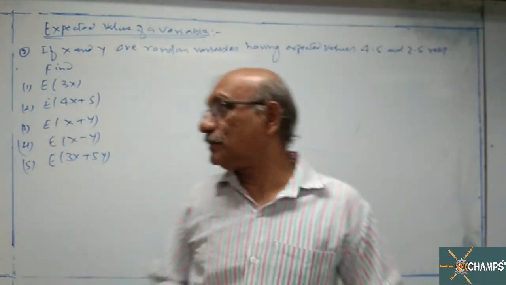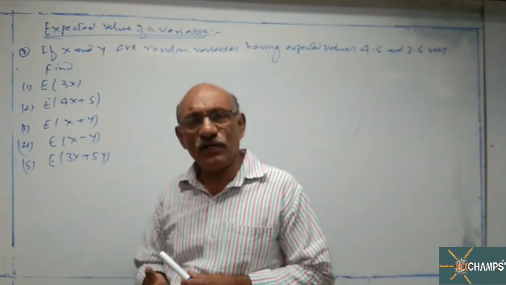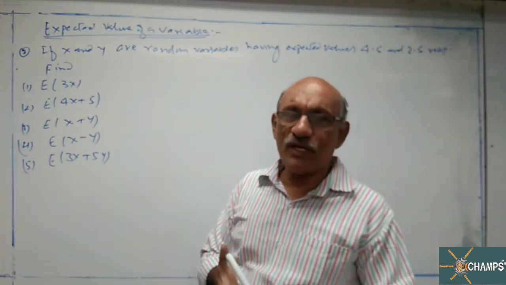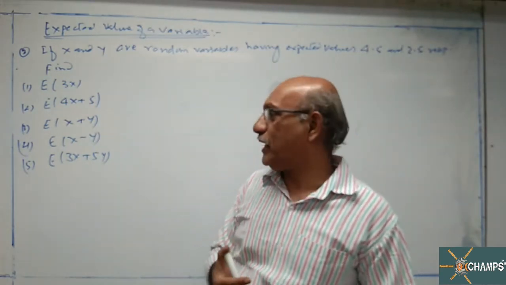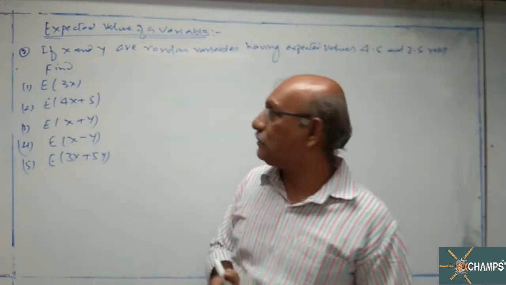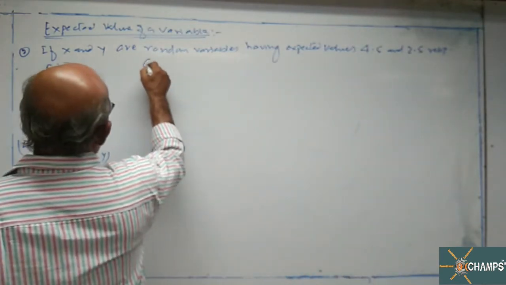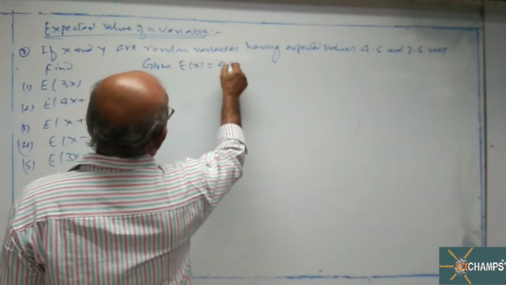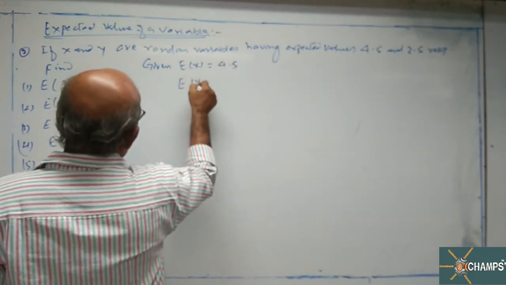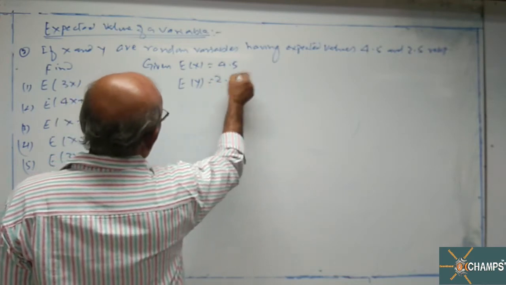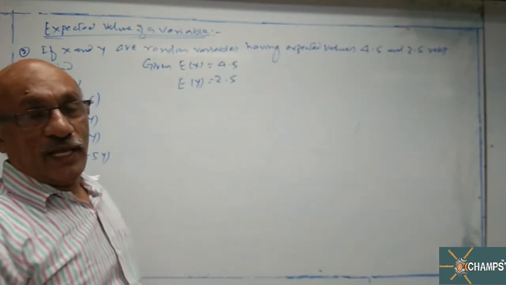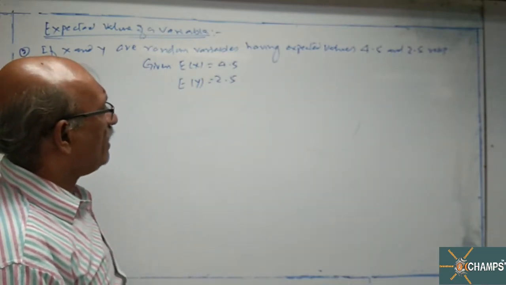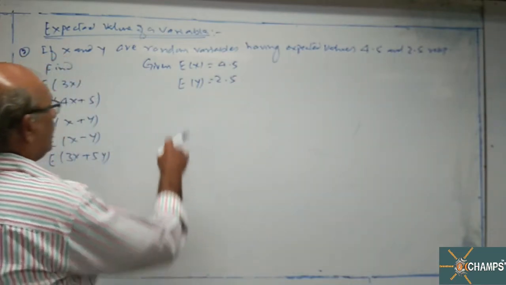Again, look at this. In the exam, only one question they will ask you. Just to avoid any type of confusion or to get the concept more properly, 5 questions are created here. Now, what is given in the question? Expected value of x is equal to 4.5. Expected value of y is equal to 2.5.